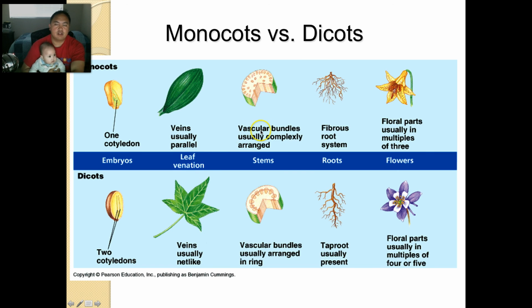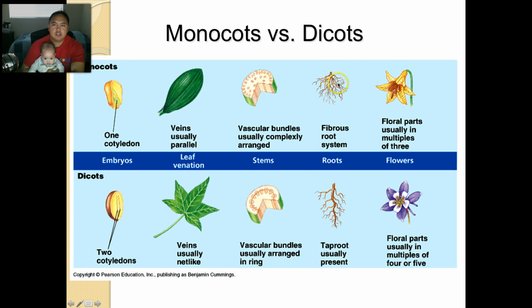Vascular, you may not have heard the term vascular. Vascular is a fancy word for the vessels that get things in and out. So for us, our vascular system, you've heard of cardiovascular before, cardio meaning heart and vascular meaning veins and arteries. Monocots, their vascular bundles are complex, they look like this. Whereas for dicots, they're like a ring.